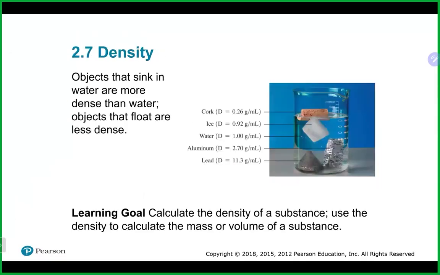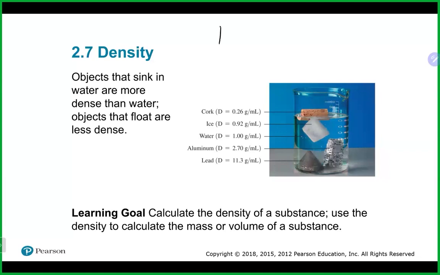All right, the last thing we're going to talk about is density. The density of an object is basically a property that determines, for example, whether or not an object will sink or float in water. For any substance really, if a substance is more dense than water, then it will sink. And if it is less dense than water, it will actually float.